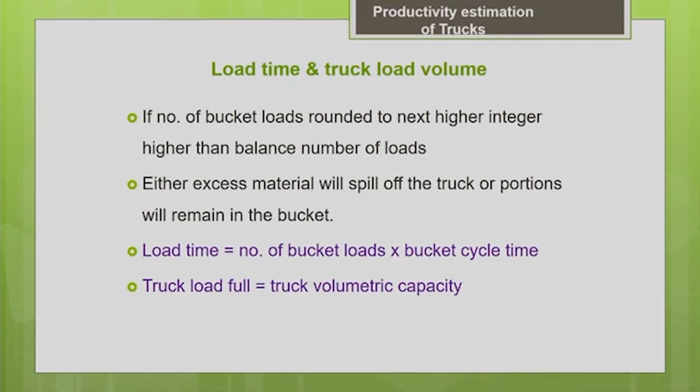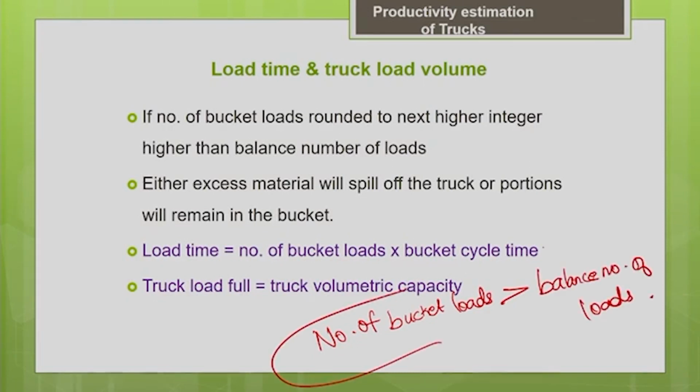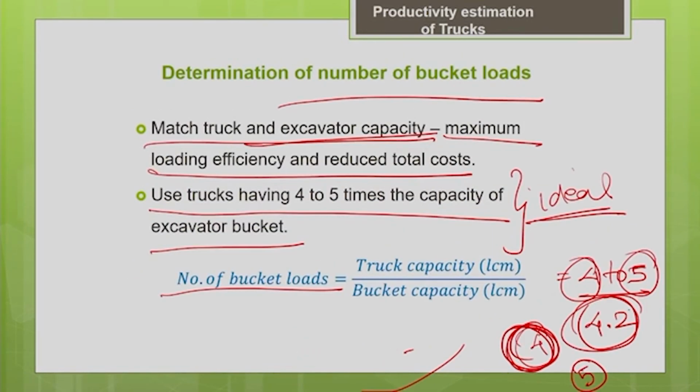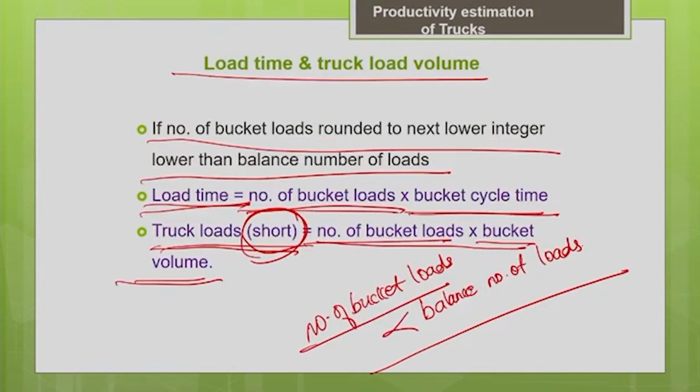Now the next case is where the number of bucket loads we adopt is greater than the balanced number of loads. So now we have rounded it to the higher end. Say I got 4.2 and I am rounding it to 5. In this case, I am trying to load the truck beyond its capacity. So obviously there will be spillage of material.